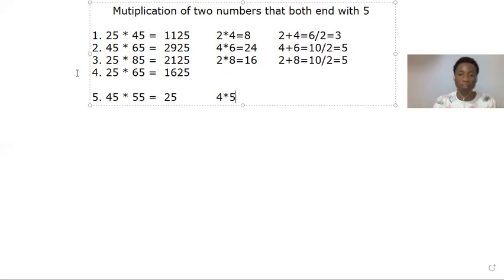4 times 5. And how did I get the 4 and 5? The 4 at the back of 5 here and the 5 at the back of 5 here. So 4 times 5 is giving us 20. Good. That looks cool. Then 4 plus 5 is giving us 9.